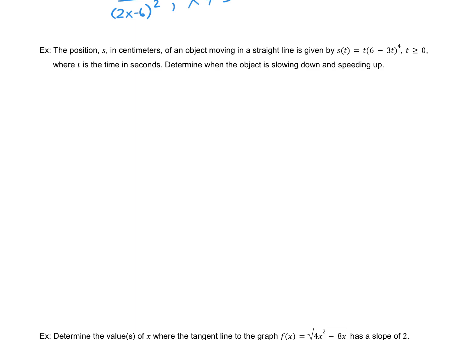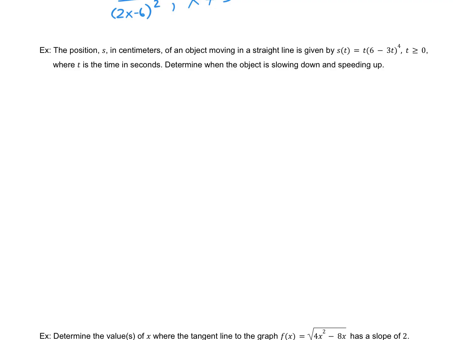So the position s in centimeters of an object moving in a straight line is given by s at t equals t times 6 minus 3t to the power of 4, where t is greater than or equal to 0, and where t is the time in seconds. Determine when the object is slowing down and speeding up.